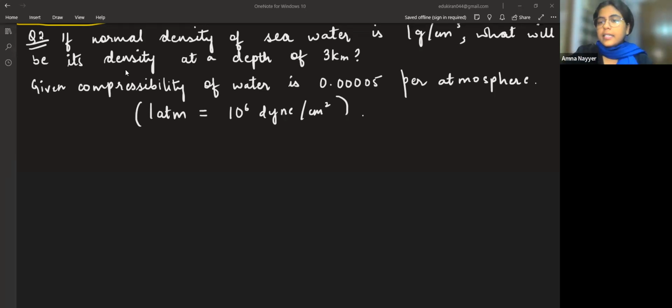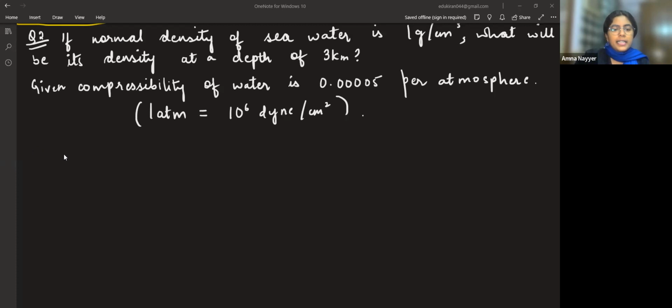See, class. In the last class, we couldn't complete bulk modulus. Already, we had a shorter class. So, basically, let's solve this question. It says that if the normal density of seawater is 1 gram per centimeter cube, what will be its density at a depth of 3 kilometers?